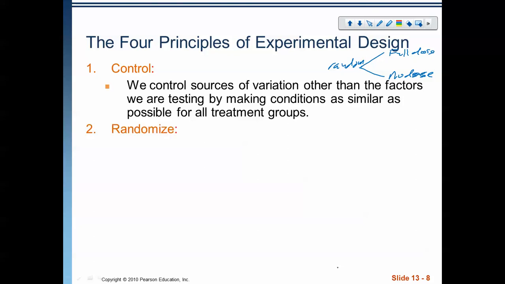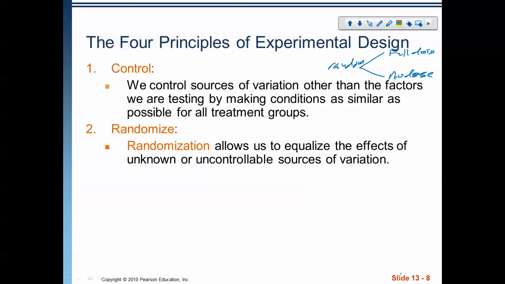So the second one is randomization. Randomization is going to help us control, okay? The big thing that it does is it allows us to equalize the effects of unknown or uncontrollable sources of variation. So even if we do our absolute best to control outside effects, there will still always be unknown or uncontrollable sources of variation, things that are going to change that cause variance in the results. By randomizing people into the two groups, we can help control those effects, right?